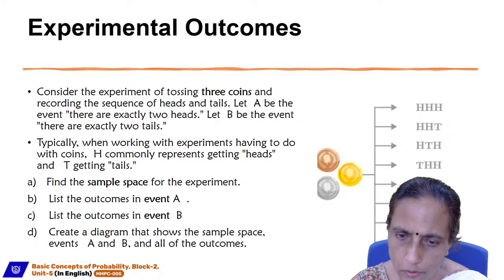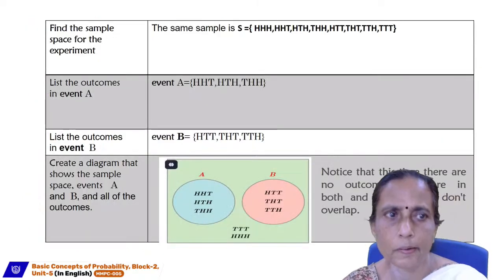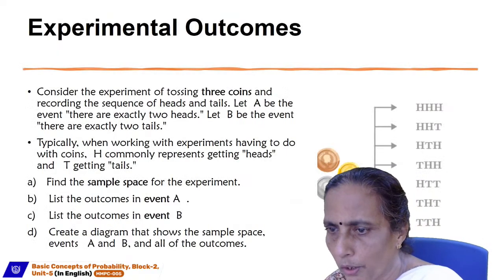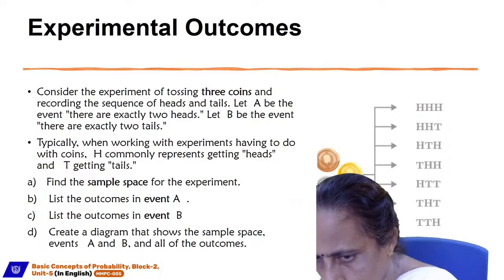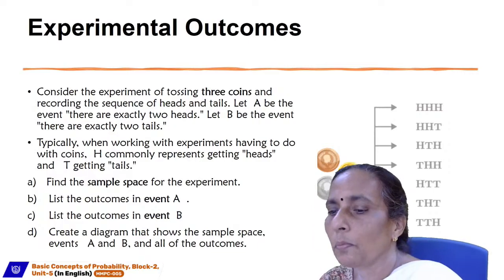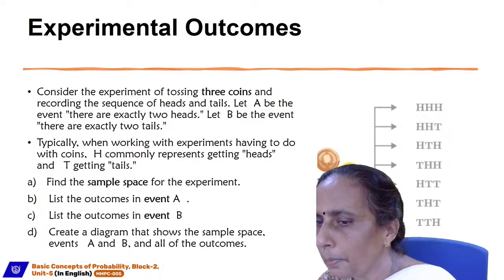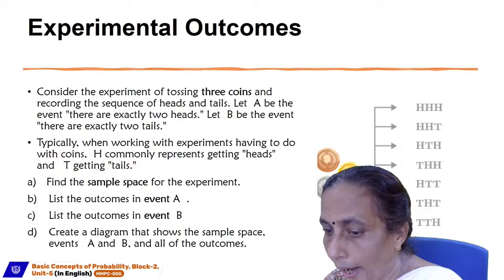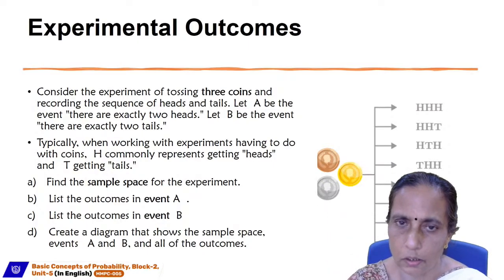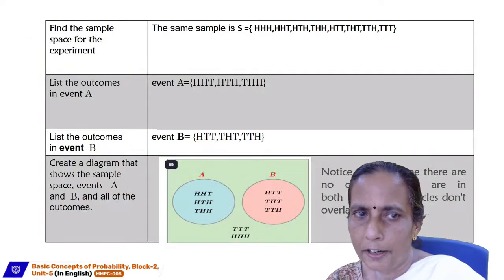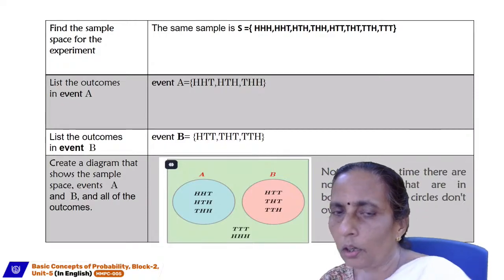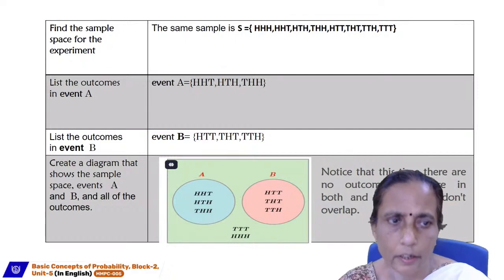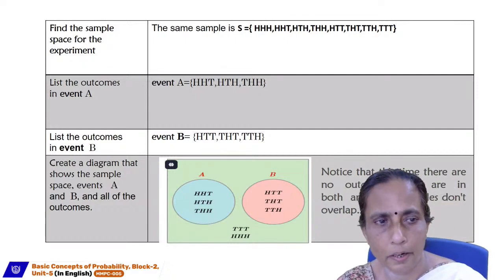Here is the solution that I have made for you. First, find the sample space of the experiment. Over here I am tossing 3 coins, so my outcomes may be all heads, maybe 2 heads and 1 tail, and so on. So I will have 8 possible outcomes. The sample space is all possible 8 outcomes out of tossing 3 coins simultaneously.